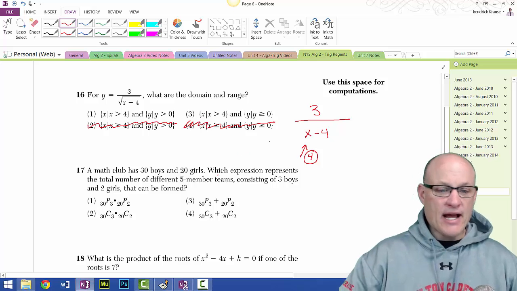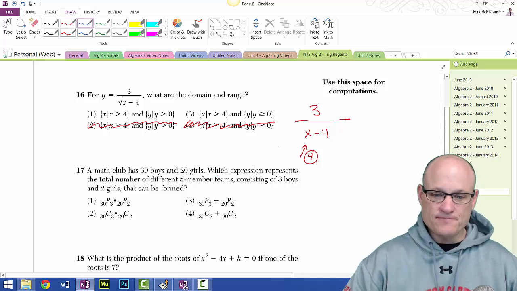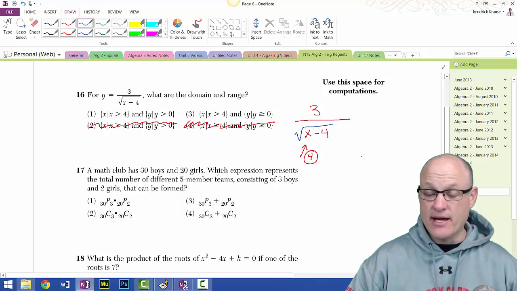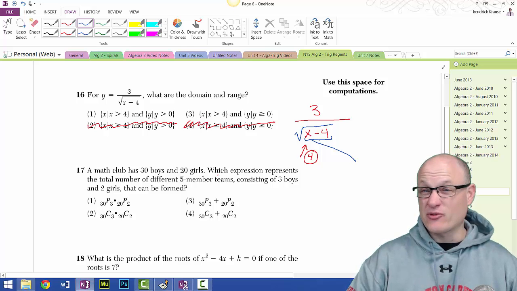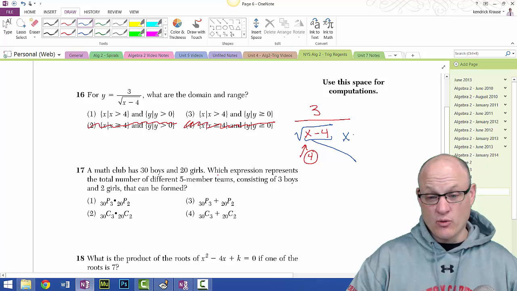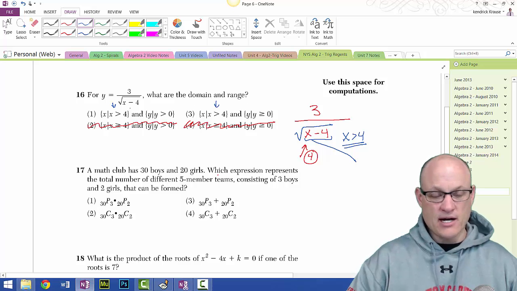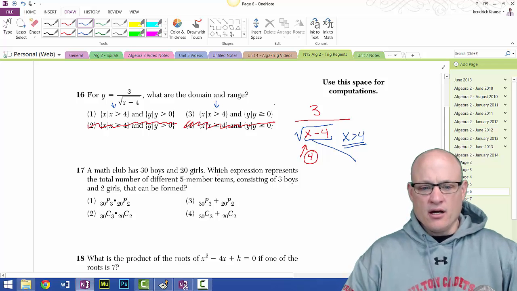The next thing I got to worry about is radicals. In order for this to be a real calculation, not imaginary, this has to be a positive calculation right here. When I add these up or subtract these up, I have to have a positive calculation, which means that if x was 3 or 2 or 1 or 0, that would cause us problems. So in this case, x would have to be greater than 4. Not equal to 4, but greater than 4. And that's both of these. All right, that's the first part.